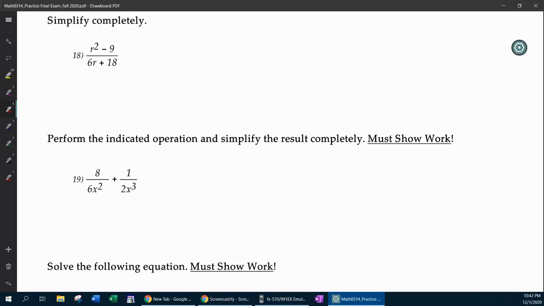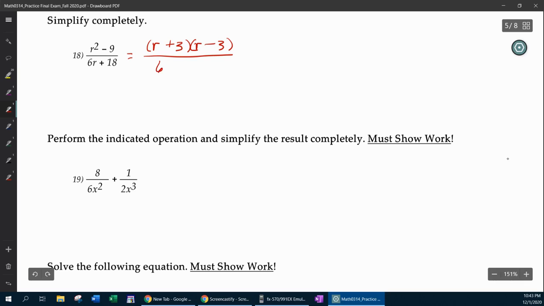Next, number 18. We need to simplify completely. And to reduce a rational expression, you need to factor and cancel. In the numerator, I have the difference of two squares. The signs are always different in the difference of two squares. R and R make R squared. 3 times 3 is 9.